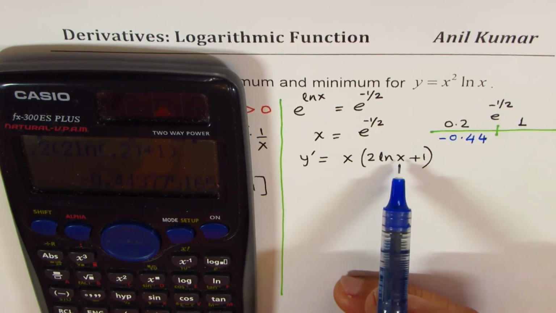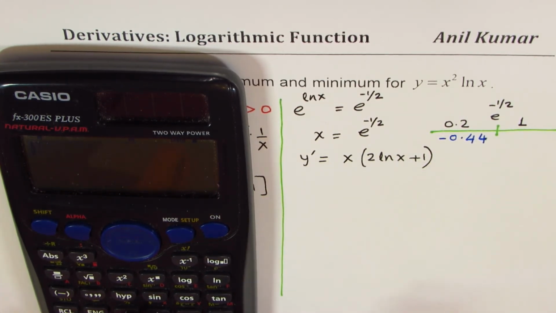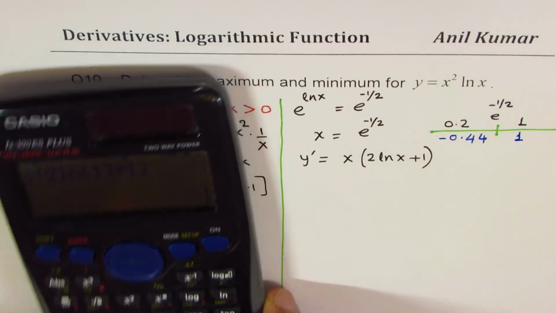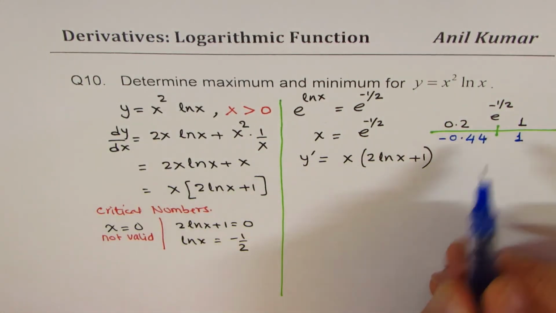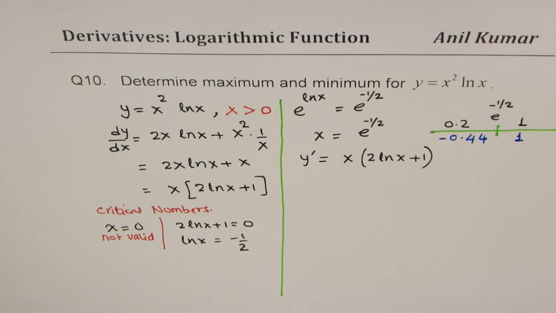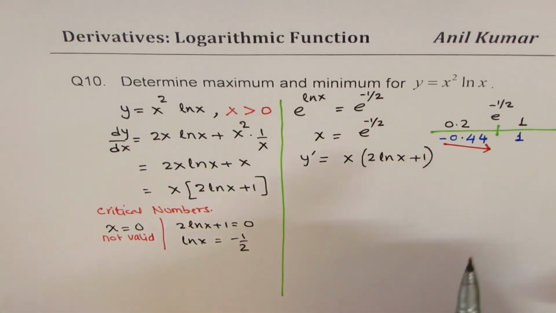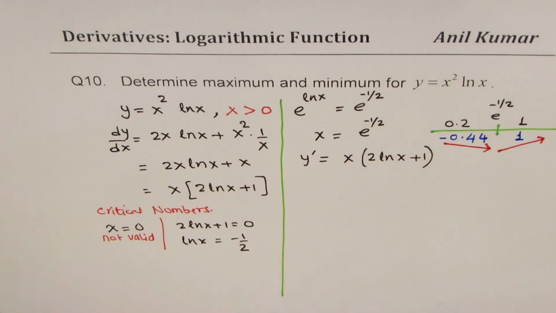Now let me substitute 1 here. So we get 1 within bracket, 2 times ln 1, right, plus 1. So there is no harm calculating these values even when you know some things are obvious. Is it okay? But the important thing here is that for 0.2, that means on the left side, you get a negative value. On the right side, you get a positive value. Perfect. So that clearly indicates that we have a minimum in this particular case, right?